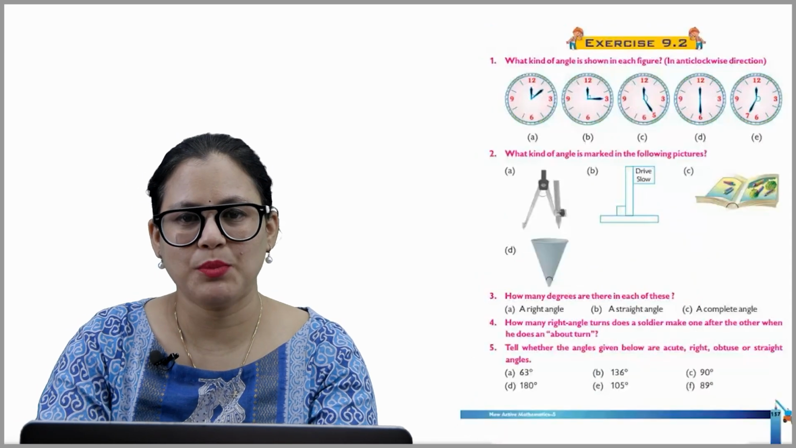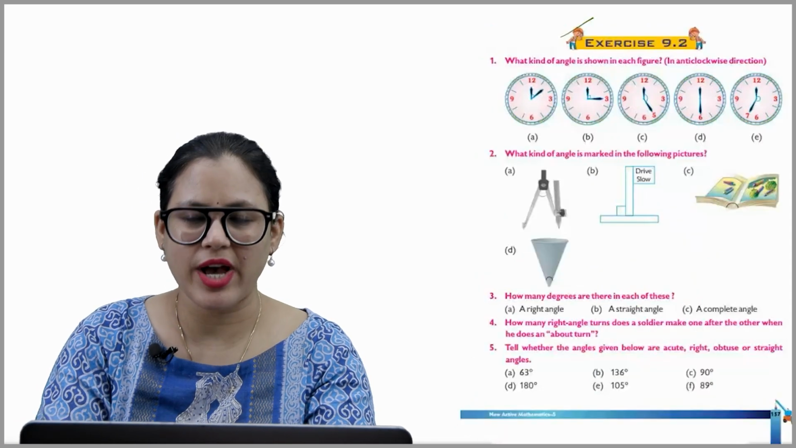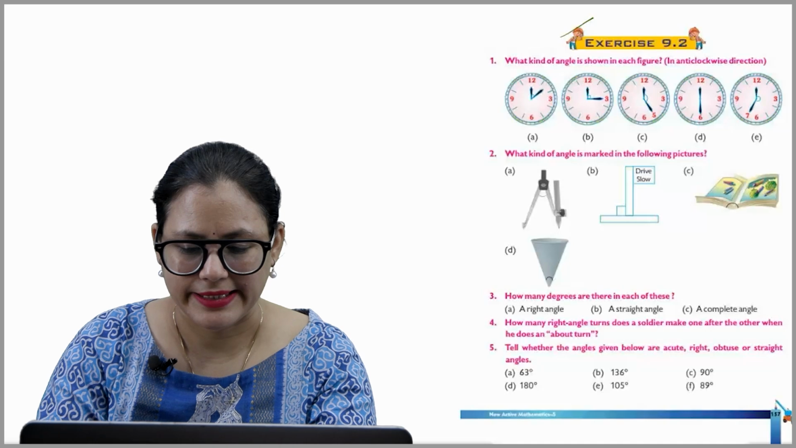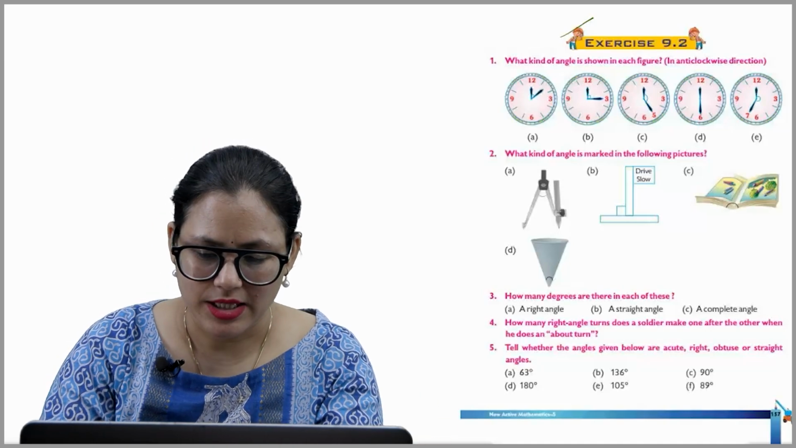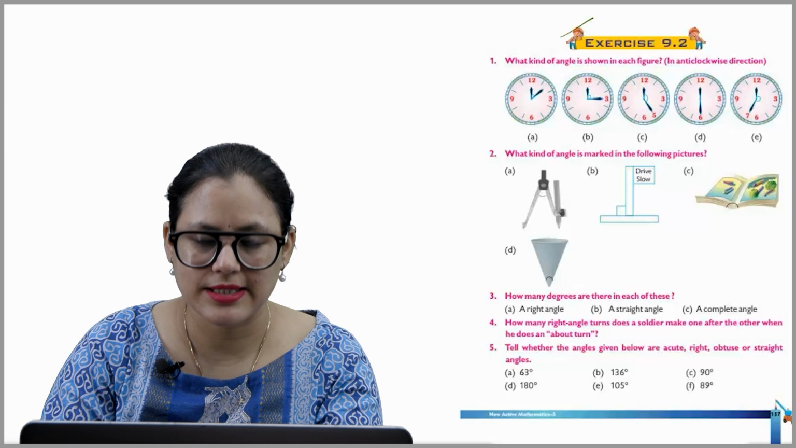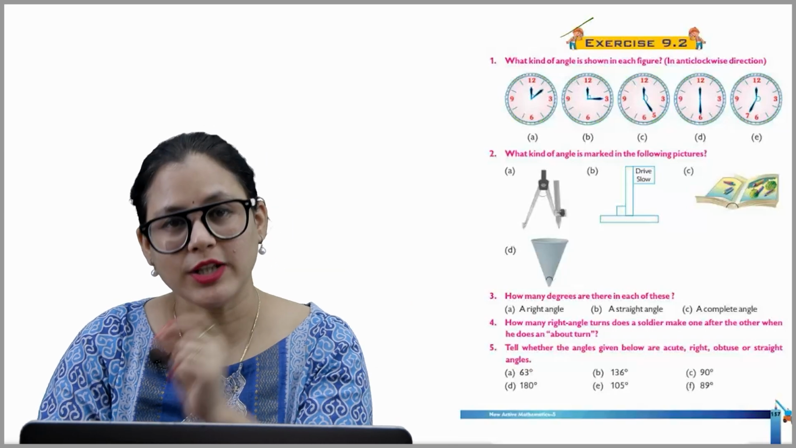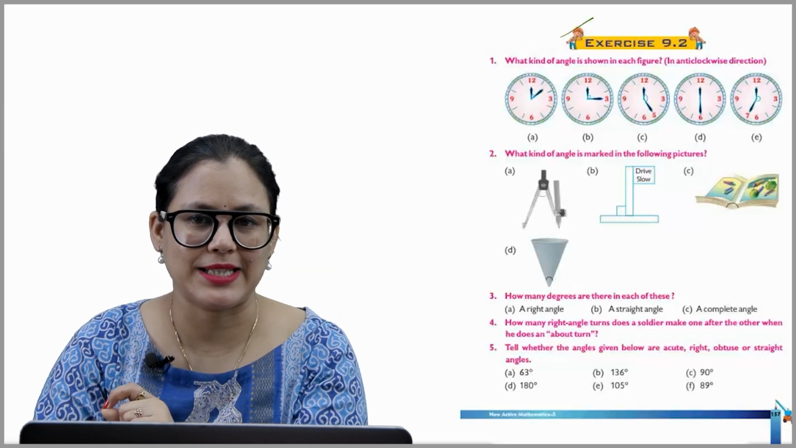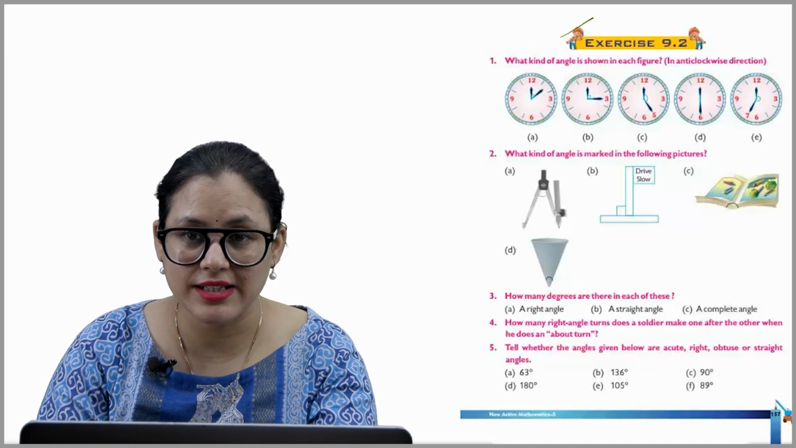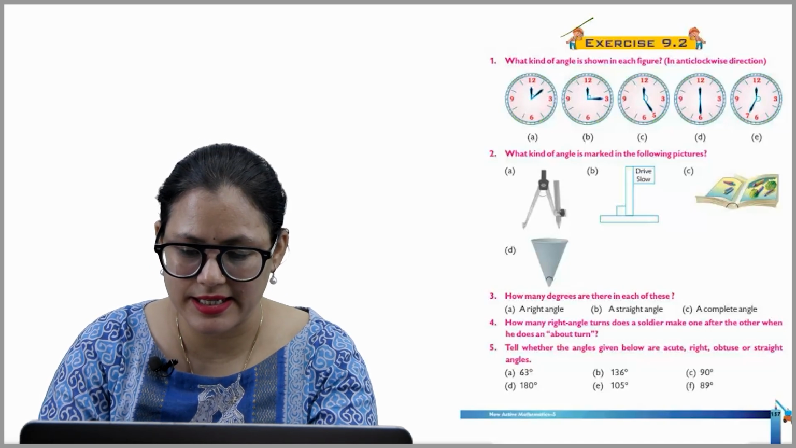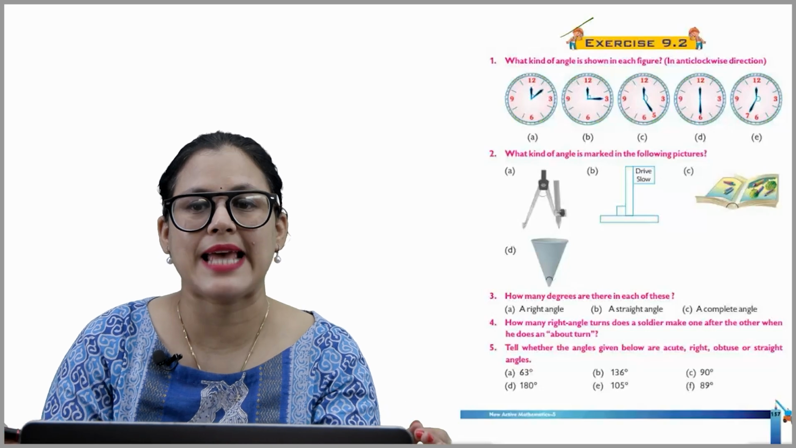Let's do exercise 9.2. What kind of angle is shown in each figure? Okay, let's check this out. This is an acute angle because this is less than 90 degrees. This is a right angle and this is an obtuse angle because this is more than 90 degrees but less than 180 degrees, okay. And this is a straight angle and this angle is a reflex angle, okay.